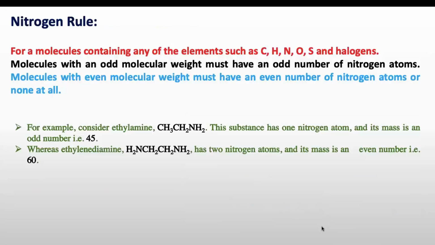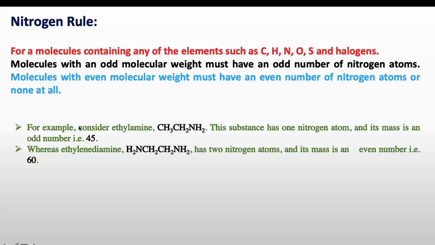Now comes the nitrogen rule. For a molecule containing any of the elements carbon, hydrogen, nitrogen, oxygen, sulfur and halogen, a molecule with an odd molecular weight must have an odd number of nitrogen atoms, and a molecule with an even molecular weight must have an even number of nitrogen atoms, or none at all. This helps us to find the structure, especially in the case of nitrogen-containing heteroaromatic compounds.